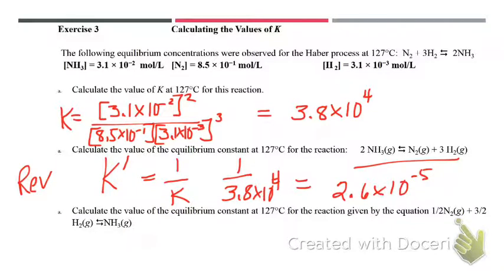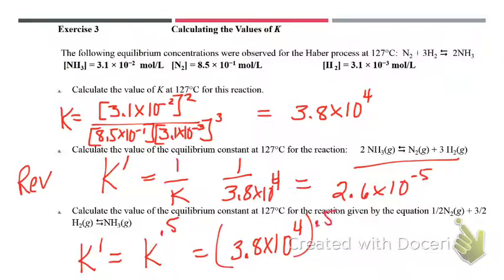And in the last one, what did we do to the last reaction? We halved it. So we're going to take K raised to the 0.5, or 1/2. So we take the original K, 3.8 times 10 to the fourth, and raise it to 0.5. And our handy-dandy calculator should give us this. Anytime you're changing it from the original value, you write K prime, so you can show how it changes.